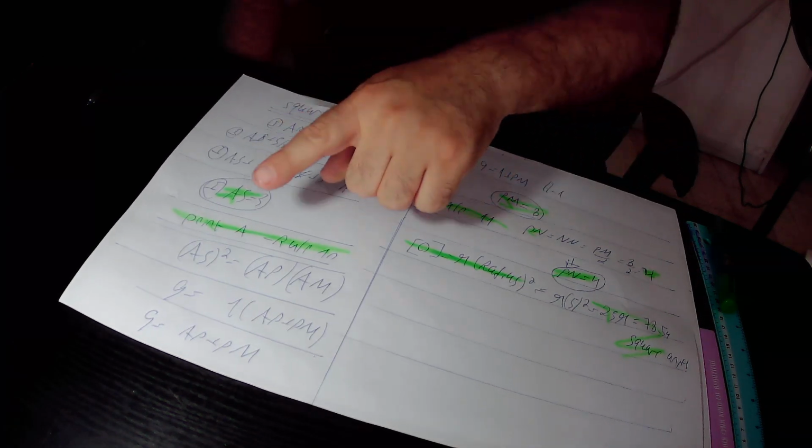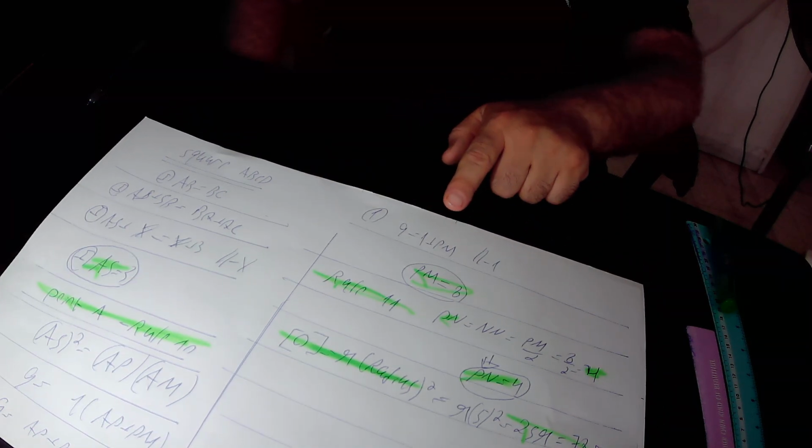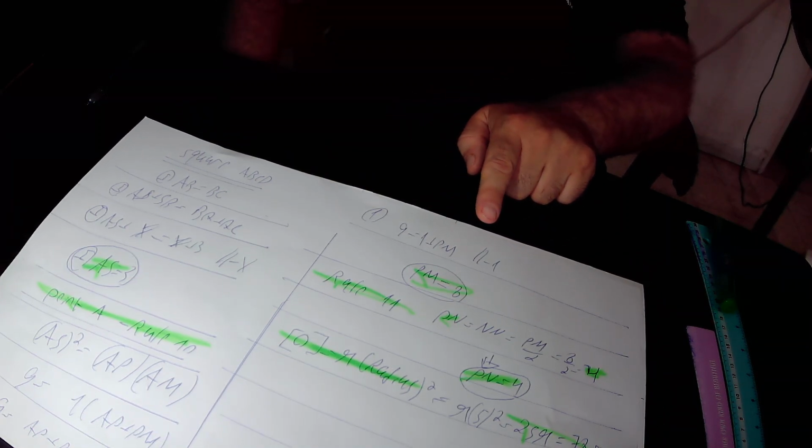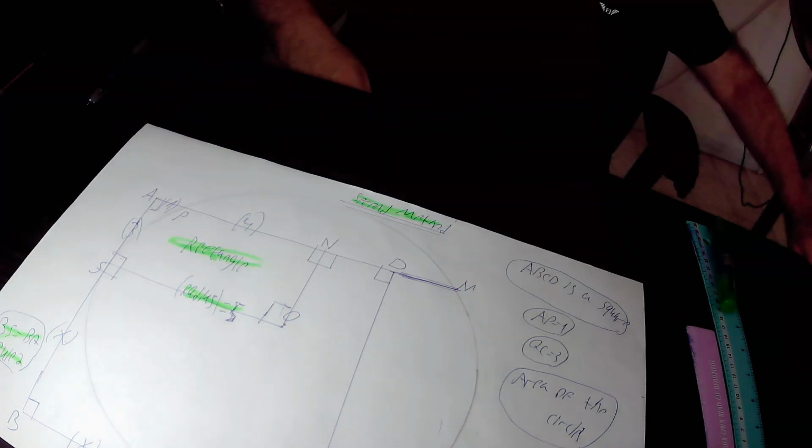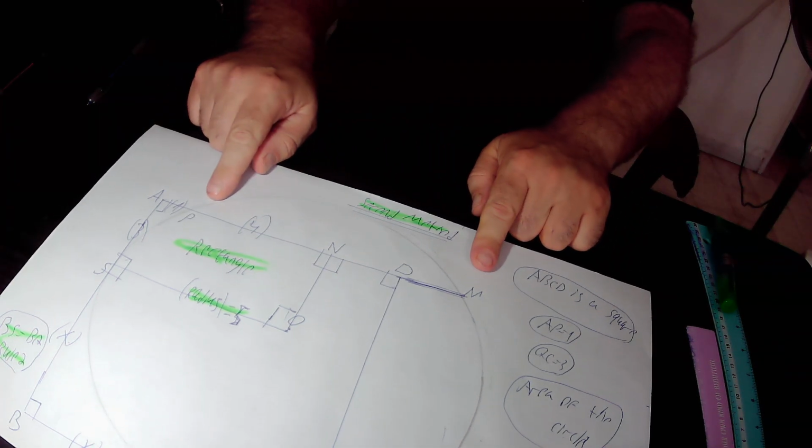So 9 equals AP, and AP is 1 plus PM. So in total we found out that 9 equals 1 plus PM. Here we subtracted 1 from this equation, and finally found that PM equals 9 minus 1, that is 8. So PM is equal to 8 units.